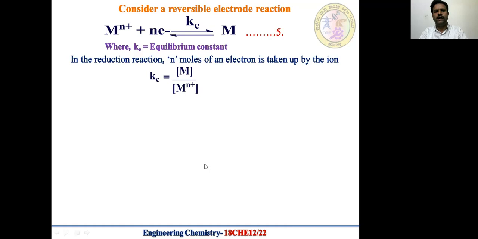Let us consider a reversible electrode reaction, that is M n plus plus n number of electrons becomes M. This reaction is called the reduction reaction. The opposite reaction is the oxidation reaction. Then the equilibrium constant Kc for the reduction reaction is equal to the concentration of the product, M, divided by the concentration of the reactant, M n plus.